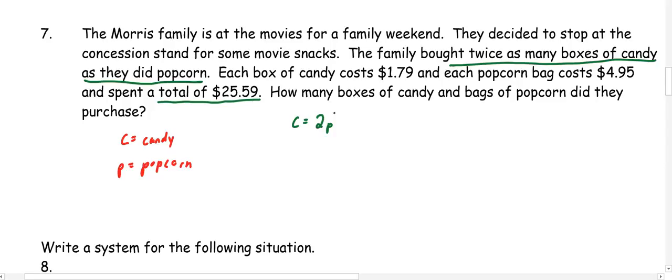Then our other equation, we need to figure out how to equal the total money they spent. So we know that they spent $25.59. So we have to add the cost of the items together. So we know that a box of candy is $1.79, so we have 1.79C plus how much they're spending for popcorn, so 4.95P, and that will equal the total they spent at the concession stand.